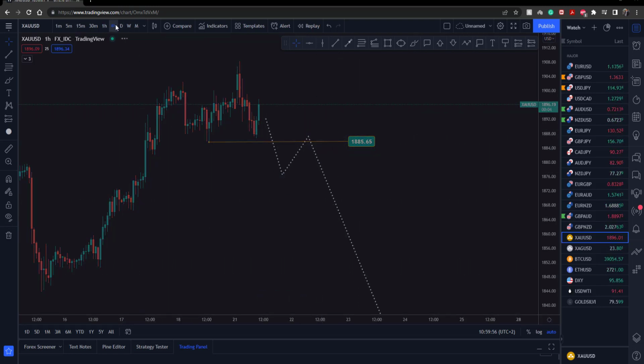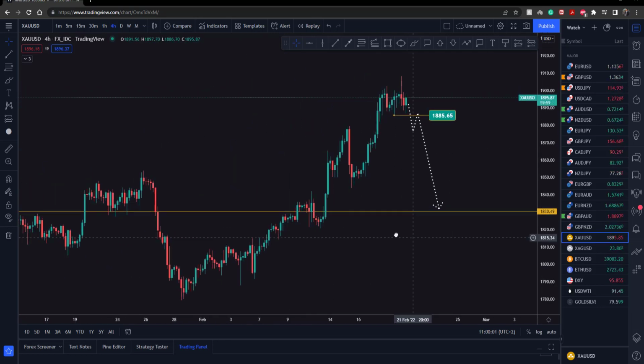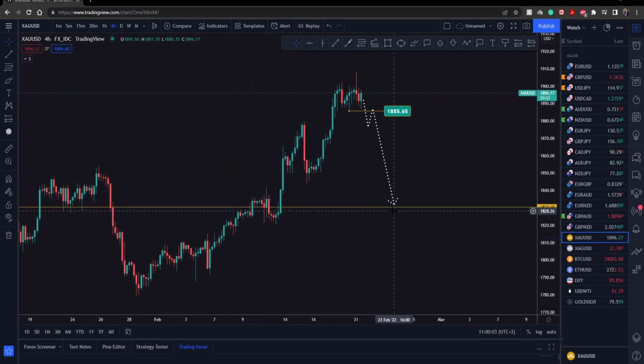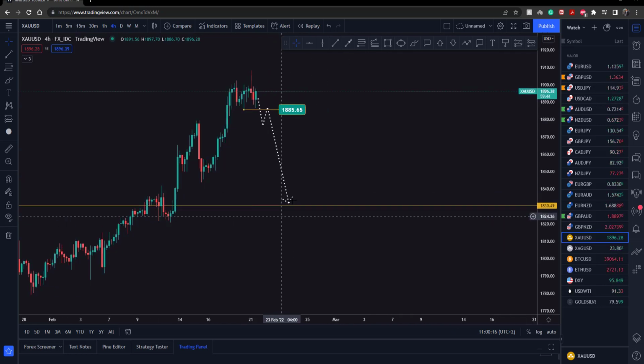Okay, again, I'm going to share with you what my target levels are, and we're talking about the level of around 1830. Once we see price coming down here to around 1830, we're going to be observing price action, how it behaves, how it reacts around that level, and then we can decide if there's going to be a continuation lower or if it is time to start looking for long positions.